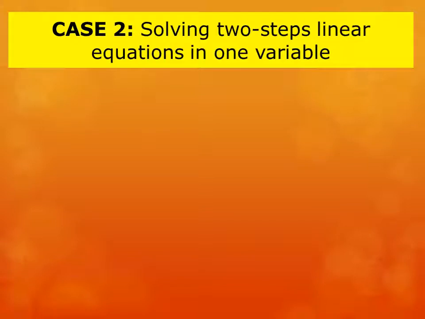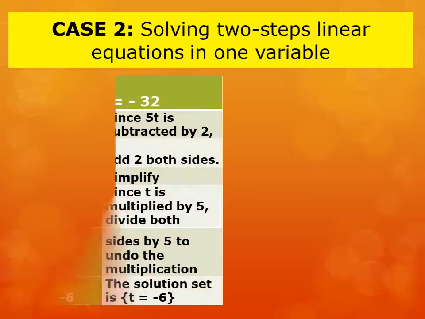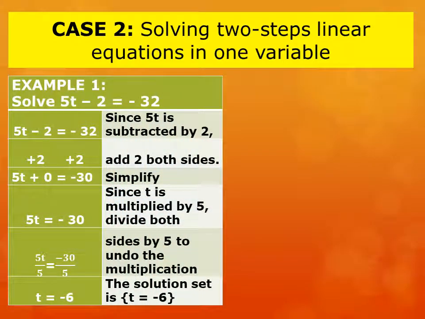So case number 2. Solving two-step linear equations in one variable. If we have the given, solve 5t minus 2 is equal to negative 32. Since 5t is subtracted by 2, we can add 2 to both sides. Then we are going to simplify. So it becomes 5t minus 2 plus 2 is equal to negative 32 plus 2.